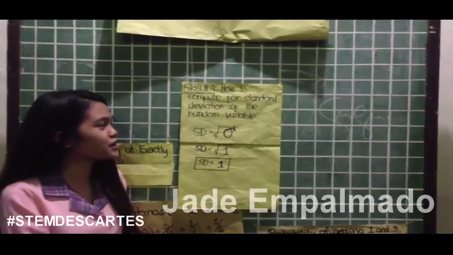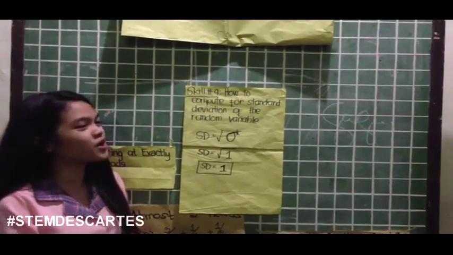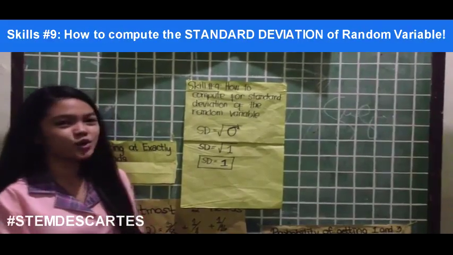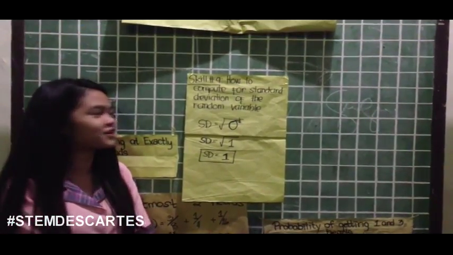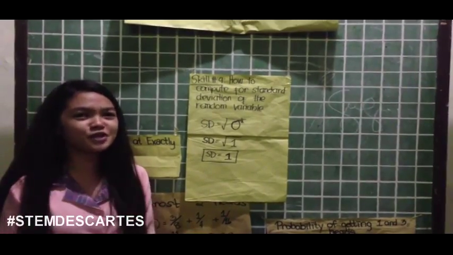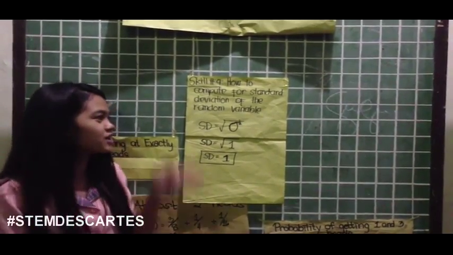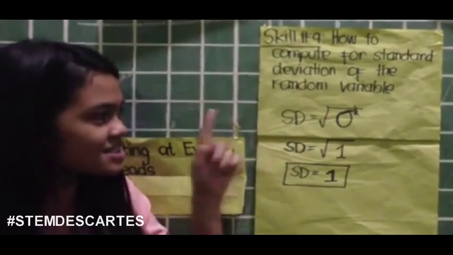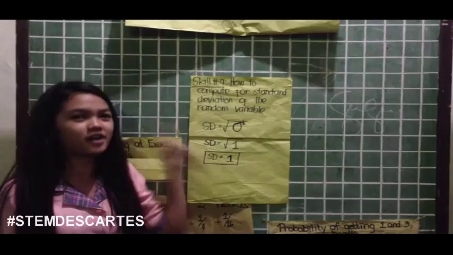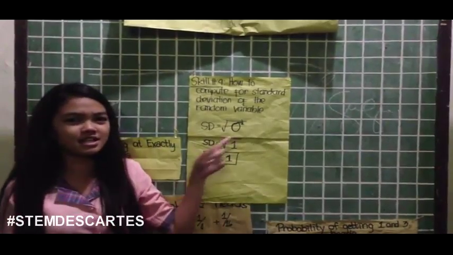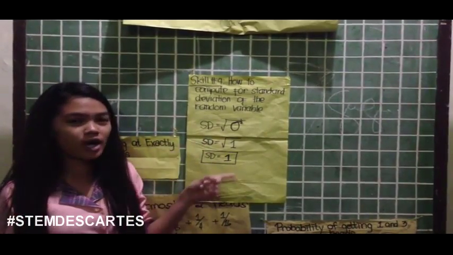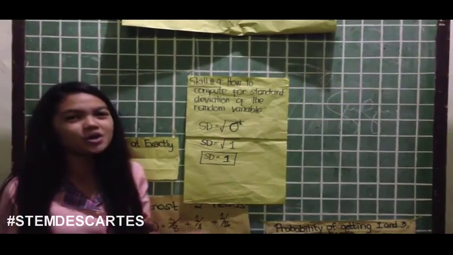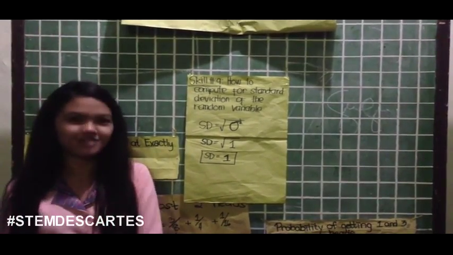So after computing the variance, now we're going to apply skill number 9, which is how to compute the standard deviation of the random variable. In computing the standard deviation, we use its formula, which is SD equals square root of variance, wherein the variance is equal to 1. So SD equals square root of 1, which equals 1. So the standard deviation is 1.